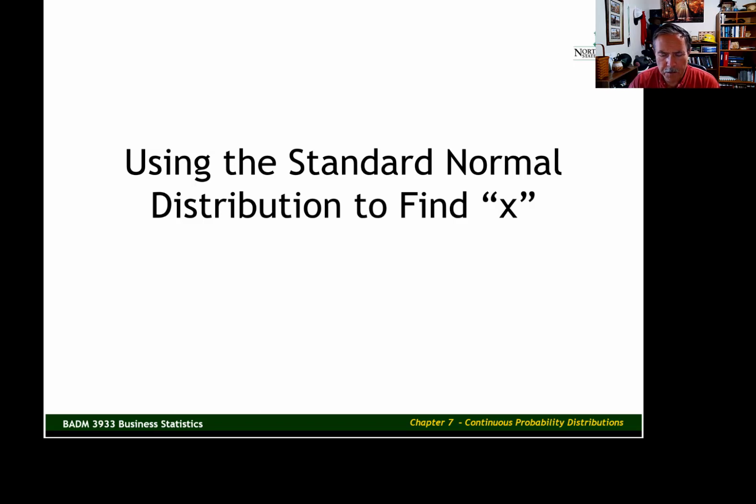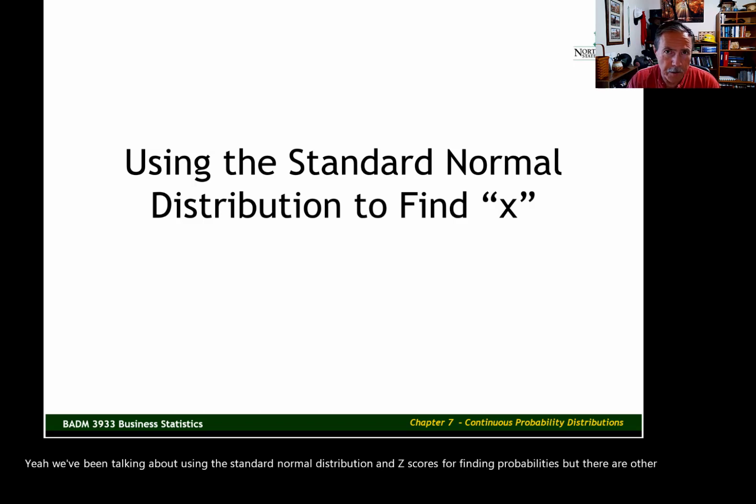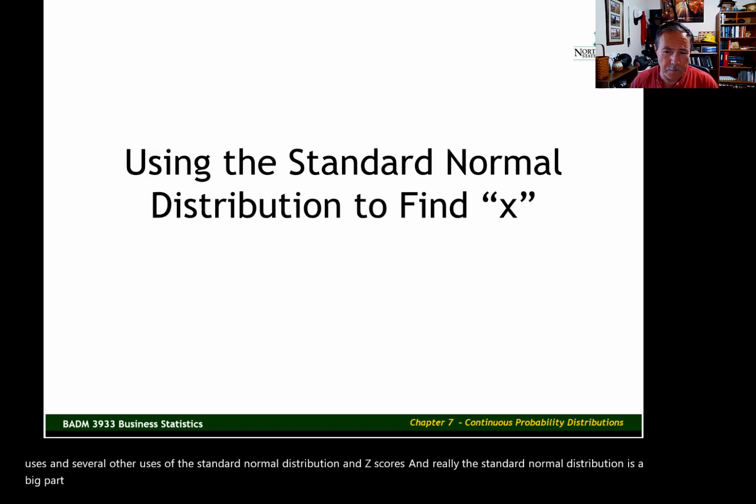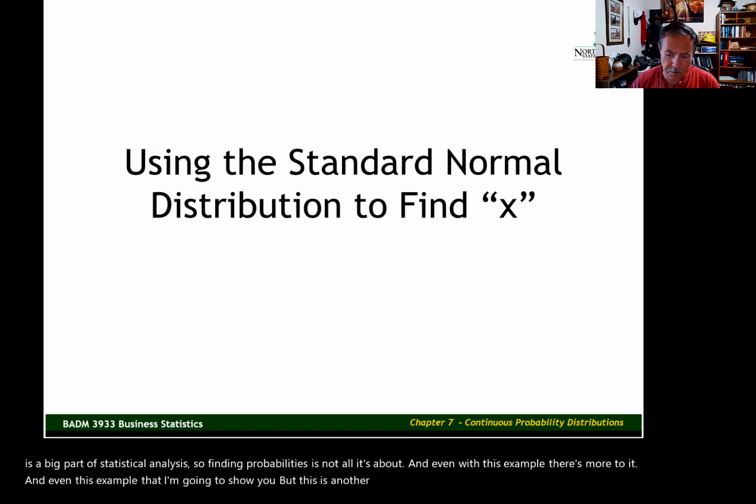We've been talking about using the standard normal distribution and z-scores for finding probabilities, but there are several other uses of the standard normal distribution and z-scores. Really, the standard normal distribution is a big part of statistical analysis, so finding probabilities is not all it's about. And there's more to it than even the example I'm going to show you, but this is another use.